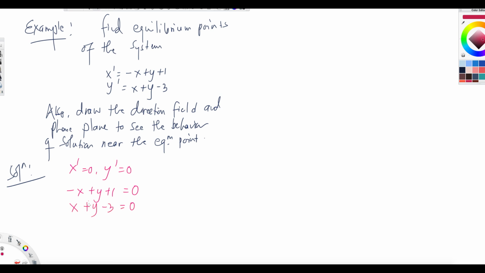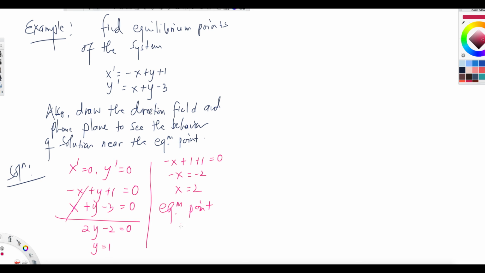If you add them, what do you get? You get 2y minus 2 equals 0, right? So you get y equals 1. Now you plug in y equals 1, what do you get? You get negative x plus 1 equals 0. So you get negative x equals negative 2, so x equals 2. So what is the equilibrium point? The equilibrium point, or equilibrium solution, I would say, is (2, 1).